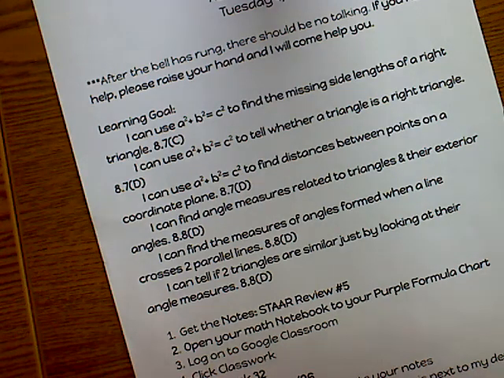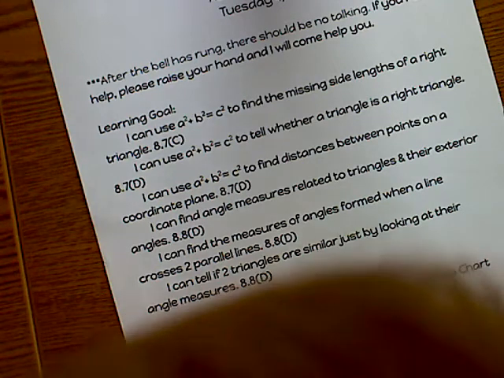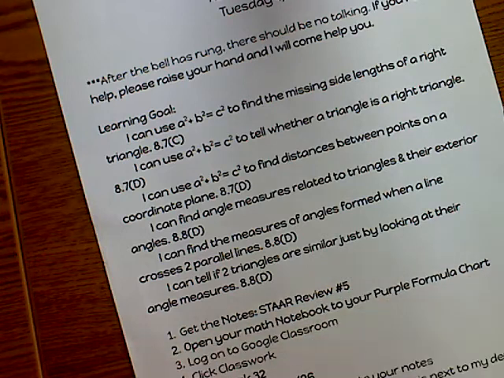We are about, well, 2 weeks out from taking our STAAR test. So here we go. Today I can use a squared plus b squared equals c squared to find the missing side of a right triangle. I can use the Pythagorean theorem to tell whether a triangle is a right triangle. I can use it to find the distances between 2 points on a coordinate plane.